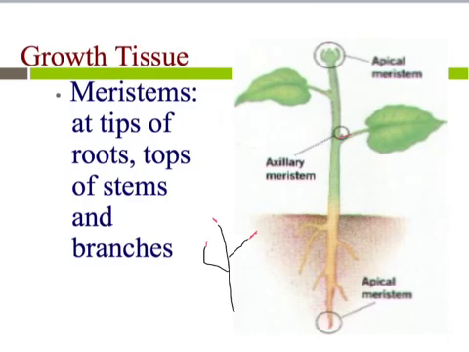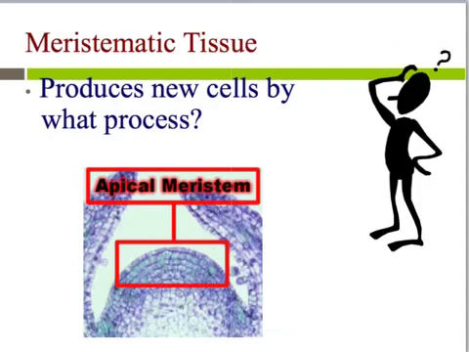So at the tips of the roots, the tops of the stems, and at the branches. Something I didn't mention, again, down here is another apical meristem. You also will find these at the roots, so that mitosis is taking place in a lot of different locations throughout the plant. This is just a close-up on meristematic tissue.